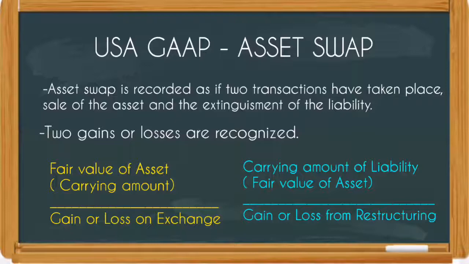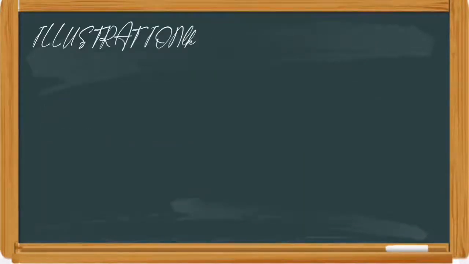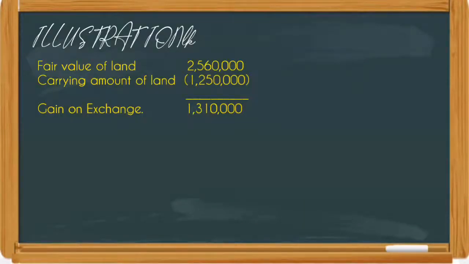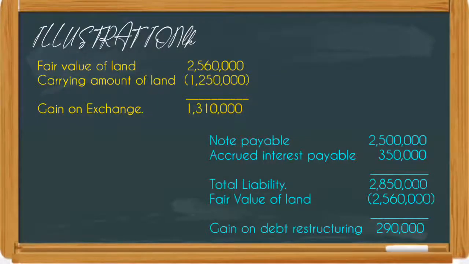The second one is carrying amount of liability less the fair value of asset is equal to the gain or loss from restructuring. So example, assume lang natin na meron tayong fair value of land na 2,560,000 and carrying amount of land na 1,250,000. So pag minusin lang natin sila and we will get gain on exchange which is 1,310,000.